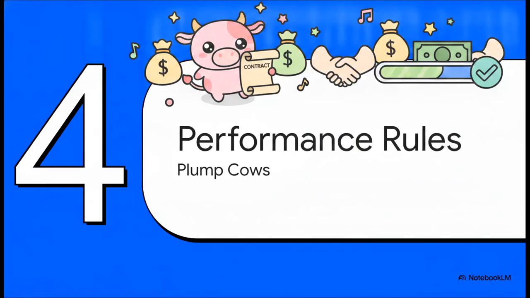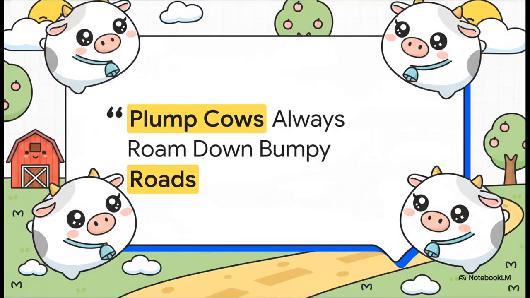Moving right along to Section 4, performance rules, or plump cows. Assuming the contract survived all those defenses, we've hit the execution phase where people actually have to do what they promised. Okay, plump cows always roam down bumpy roads. Again, embrace the weirdness. Keep this farmyard visual locked in your head because it is going to absolutely save you on exam day or in practice when you're evaluating performance standards.